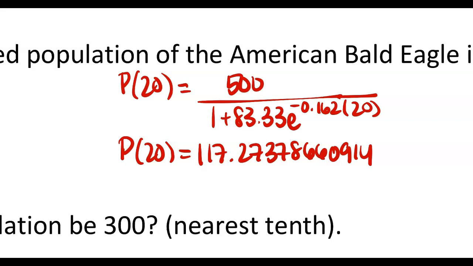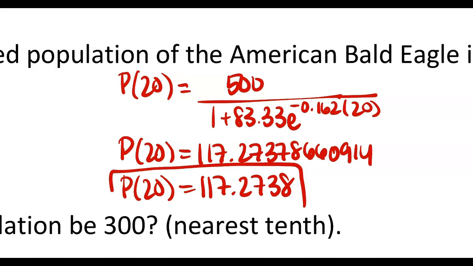In my pre-cal class, I specifically tell my students to write out everything and then round at the end. So P of 20 is going to equal: tenth, hundredth, thousandth, 10,000th. So I need to round this up to an 8. So we're going to make this 117.2738. That's my answer.